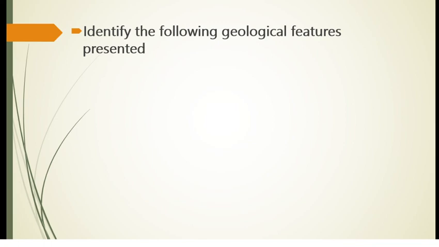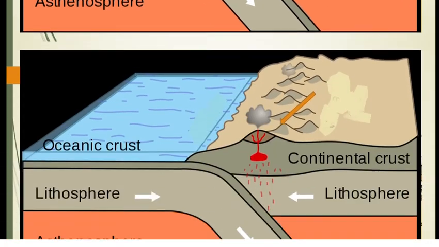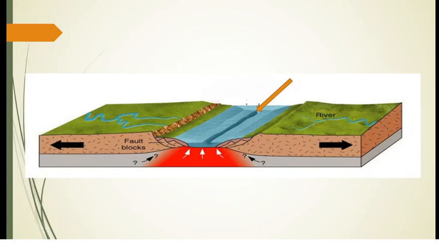Then identify the following geological features presented by the arrow right there. Okay, good. This is the trench. Then how about this one? Okay, very good. This is the volcano. Those volcanoes right there are said to be the volcanic arc, and their location is parallel to the trench. How about this one? Alright, that is a rift valley, and the type of plate boundary presented is the divergent boundary. Very good.